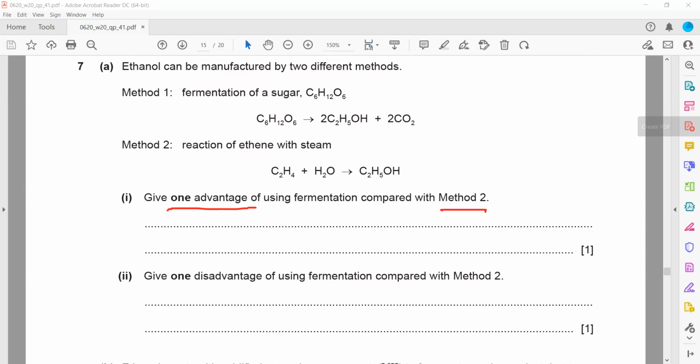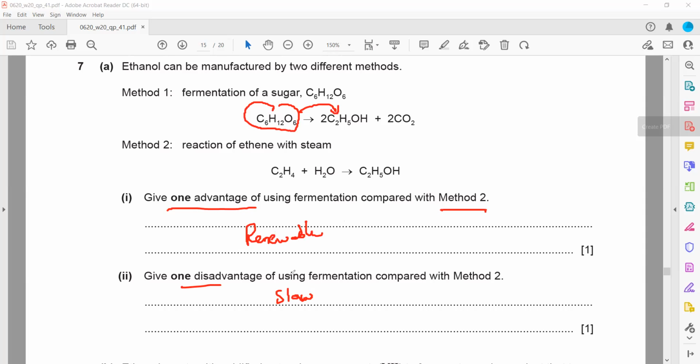The one advantage is that the raw materials we are using are renewable, or we can also say sustainable, or it is a cheap process to prepare alcohol. Renewable or sustainable raw materials are there because you can grow the plant, obtain the sugar, and use it to manufacture alcohol. One disadvantage of using fermentation: fermentation is a very slow process and it is also a batch process.